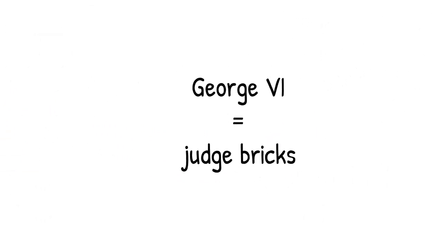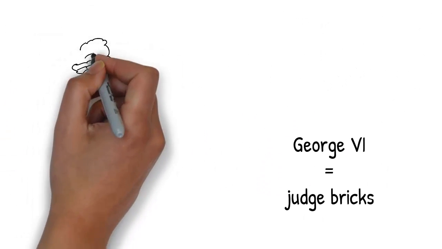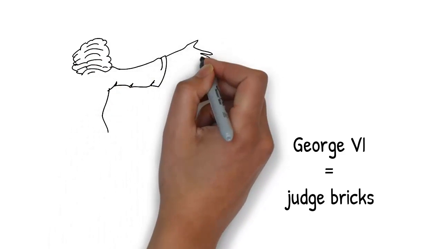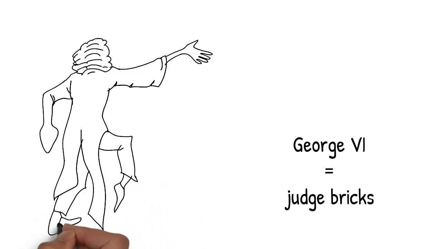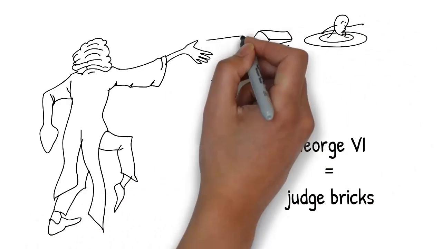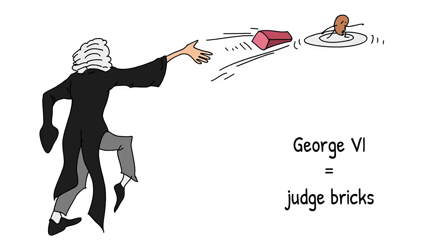Continuing on, the next British monarch was King George VI. For George VI, we'll use Judge Bricks. Yet another judge appears in our story and throws bricks at the wooden head on the plate. Not a particularly friendly thing to do. Bricks rhymes with 6, so when you imagine the judge throwing bricks, you'll be reminded of George VI.